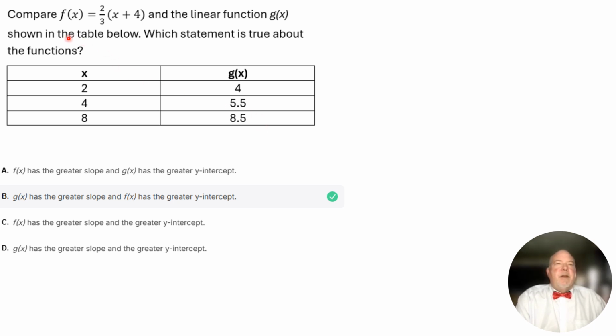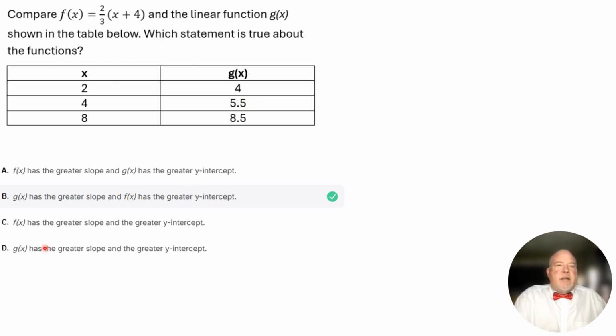All right, so we're given an equation of a function here. And from looking at this, I can tell this is a linear function because it's got an x in there and there's no exponents. All right, so this is a linear function. And they want me to compare this with the linear function g of x that they give us data for in a table here, and which statement is true about the functions.